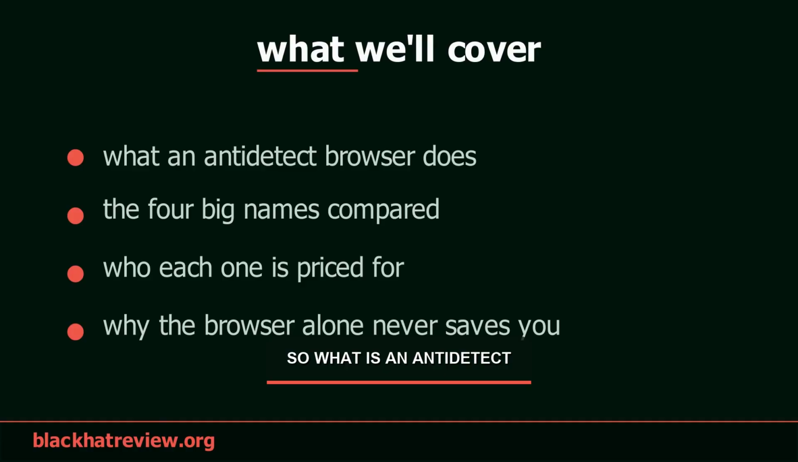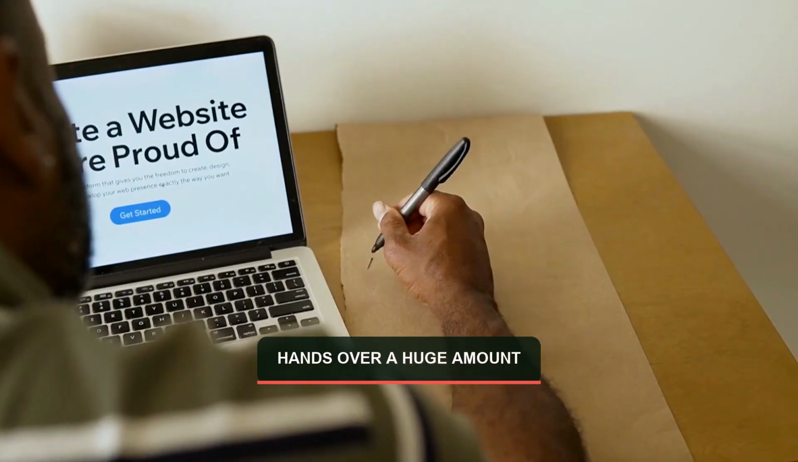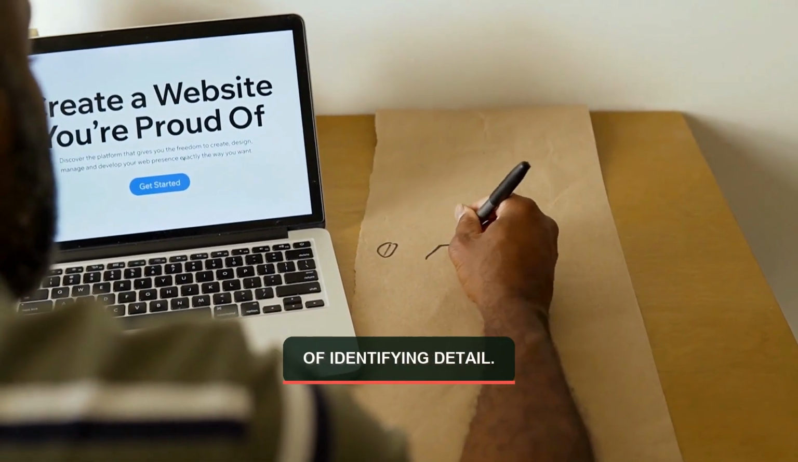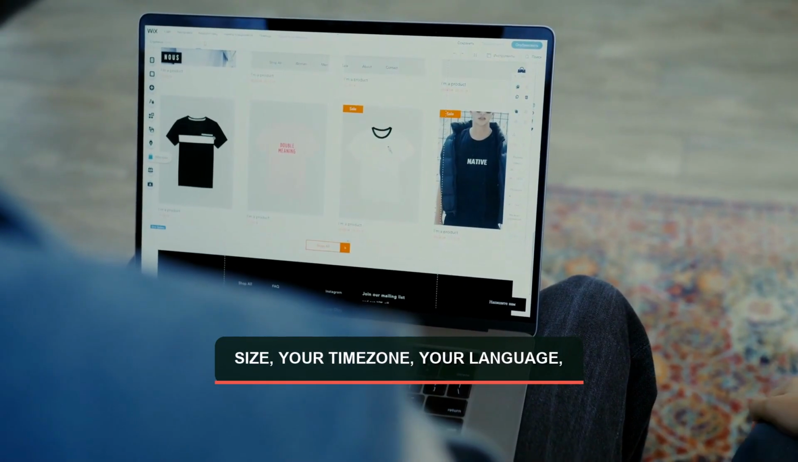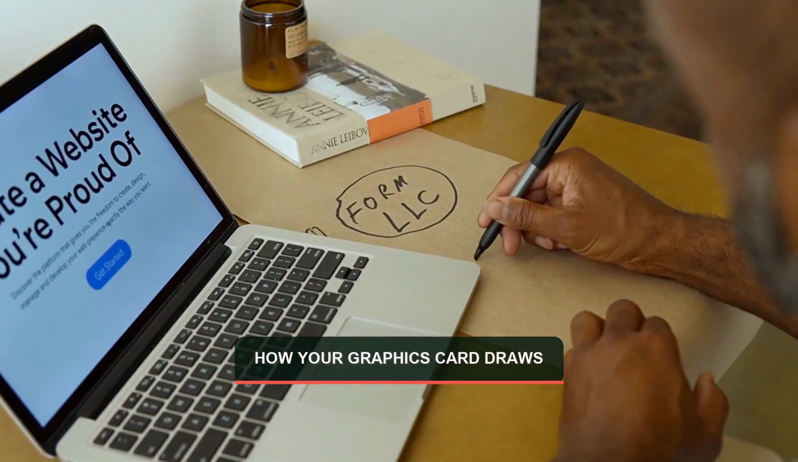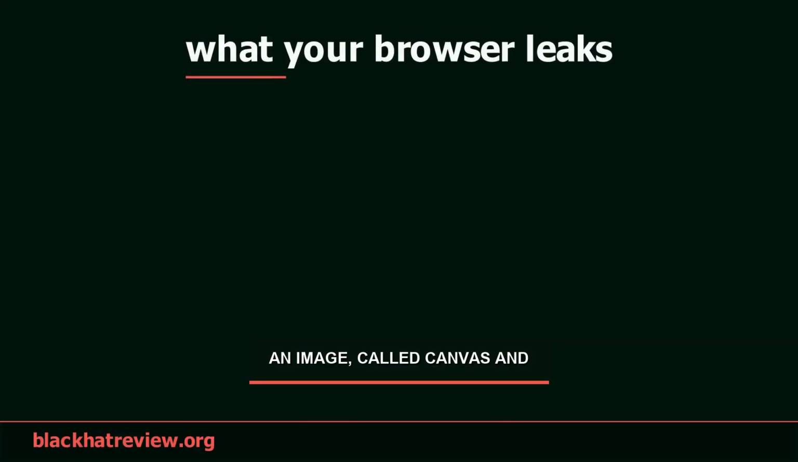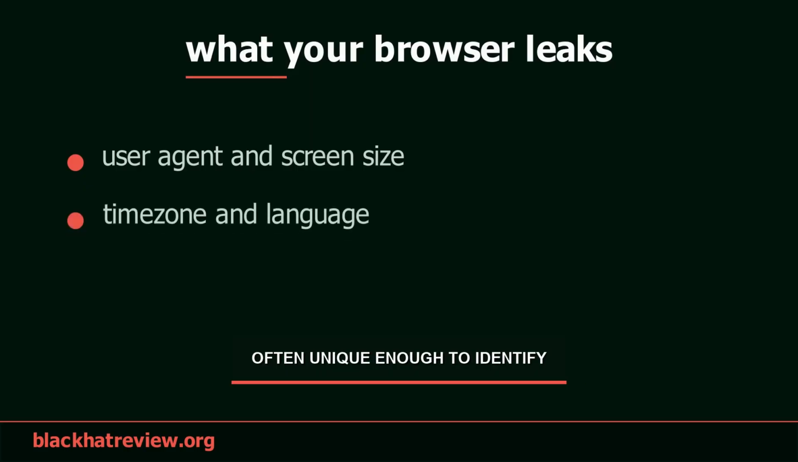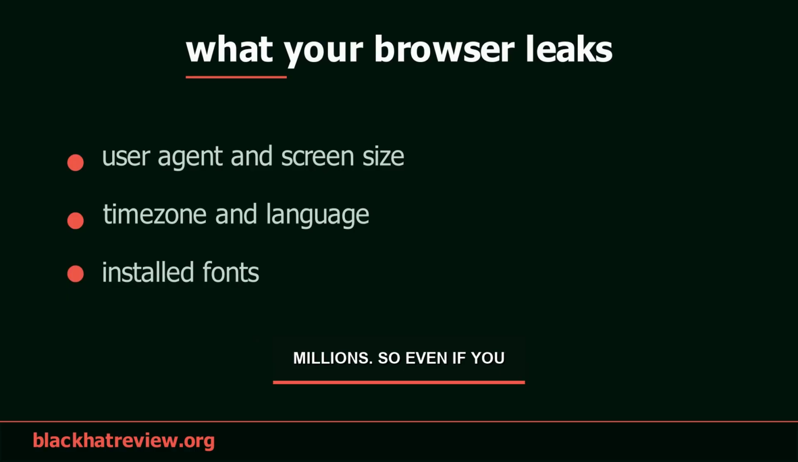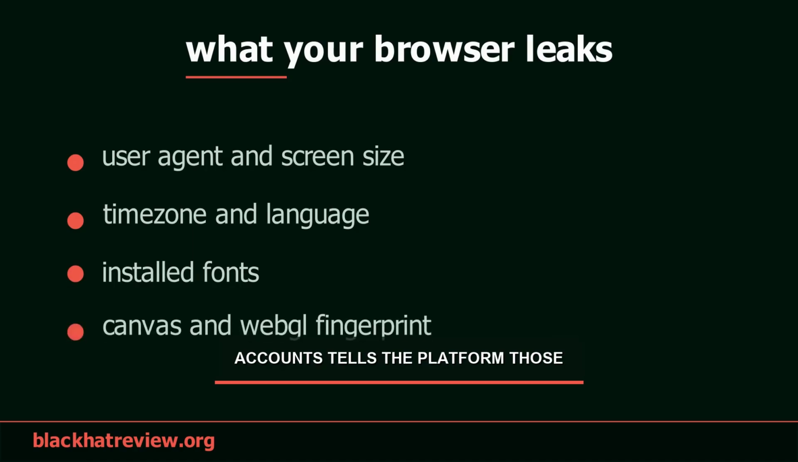So what is an Antidetect browser? When you visit a site, your normal browser quietly hands over a huge amount of identifying detail: your user agent, your screen size, your time zone, your language, the fonts you have installed, how your graphics card draws an image, called canvas and WebGL fingerprinting, and dozens of other little signals. Taken together, that combination is often unique enough to identify your exact browser out of millions. So even if you change your IP, the same fingerprint walking up to 10 accounts tells the platform those 10 accounts are one person.